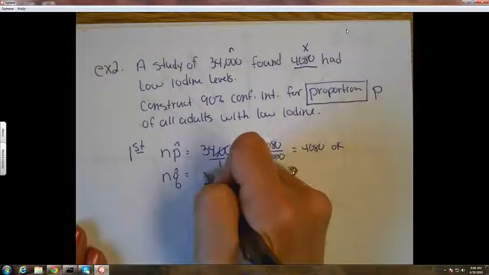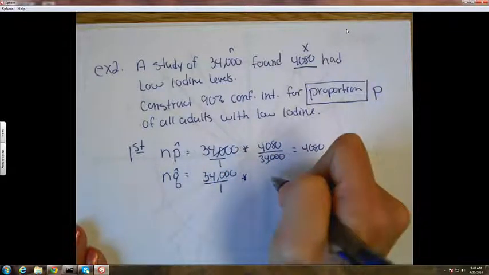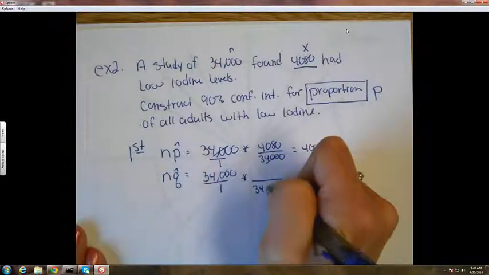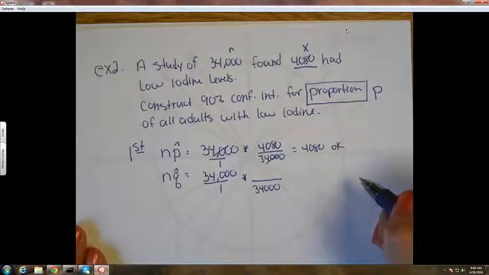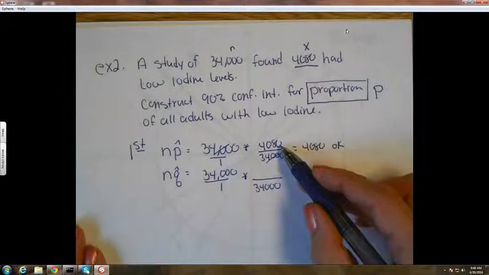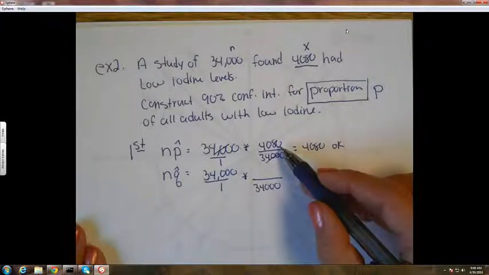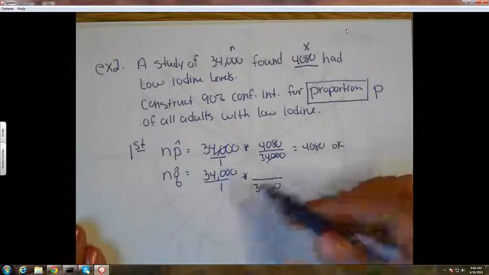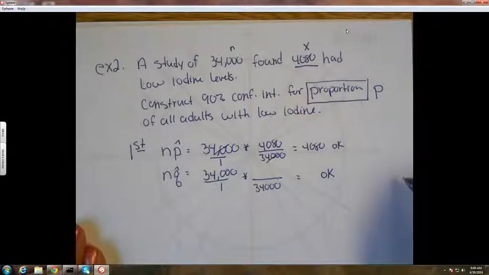And then N, do I really need to do the N times Q hat? If I had 4,080 successes, I need failures here. What would you do? Yep, subtract the 4,080 from the 34,000, which is going to be well over 5. I'm just going to say okay. So it's definitely, the sample size is big enough to move on.